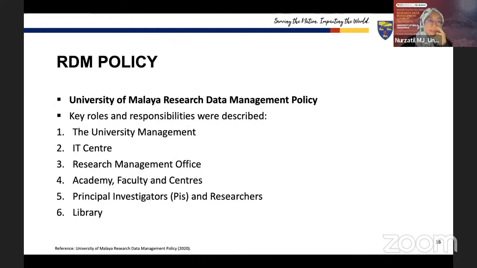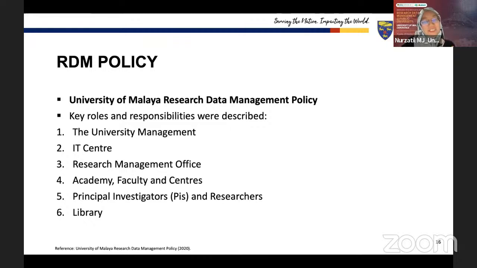We also talk about the key roles and responsibilities under the RDM policy. So if you look at the list of the roles here, we can see that there are many stakeholders involved. Like I said, not just library.